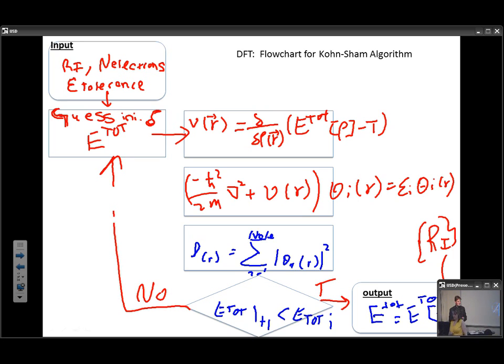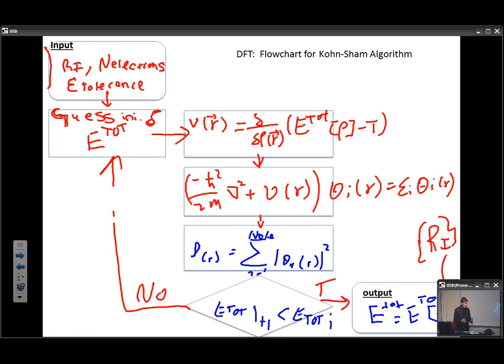So it is a brainstorming session that brought us to redesign the Kohn-Sham algorithm. We are checking if we achieve the convergence limit, and if it is true, then we report our total energy as a function of what we put in initially: the number of electrons, the tolerance limit, and the positions of ions. If it is not true, we repeat the same cycle again and again.